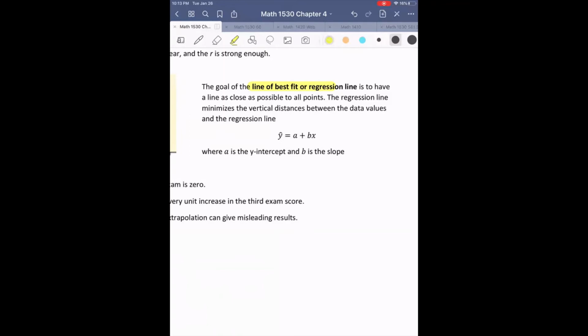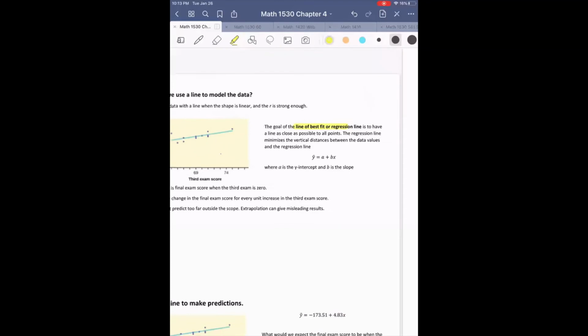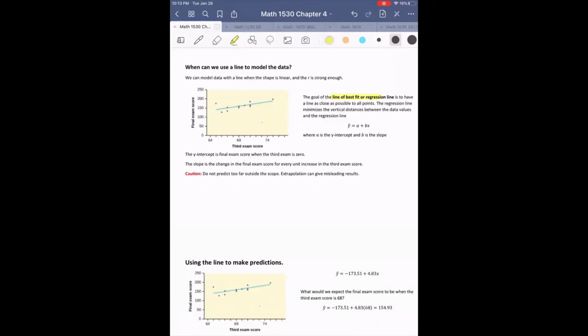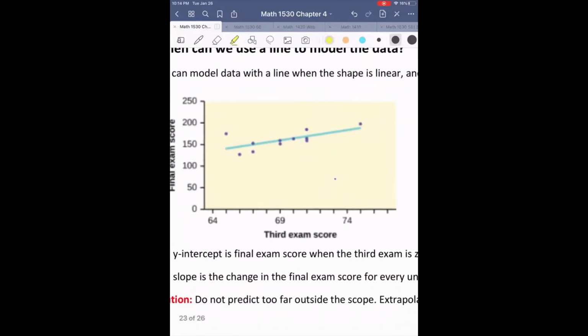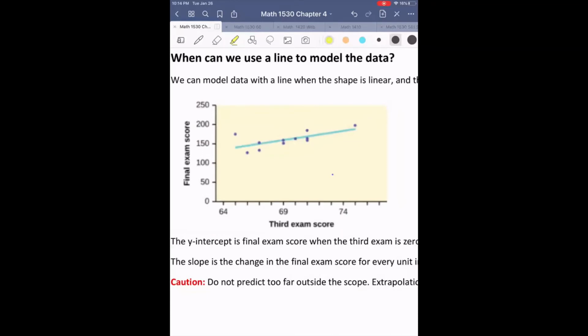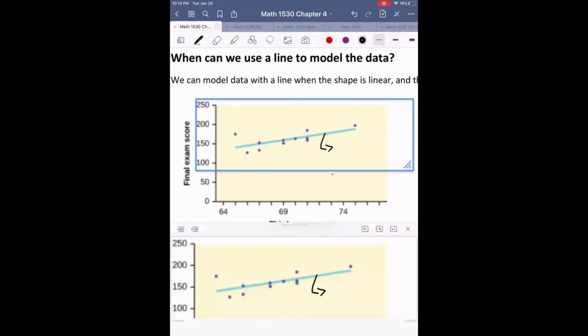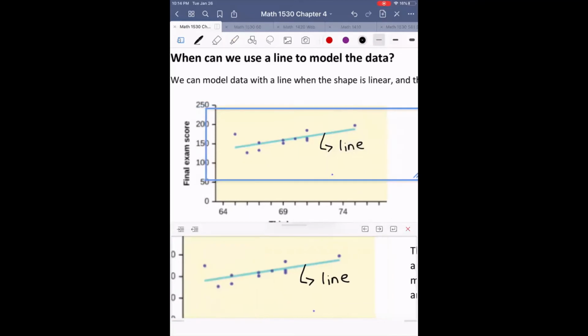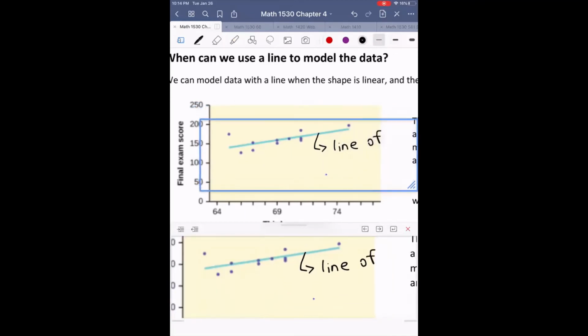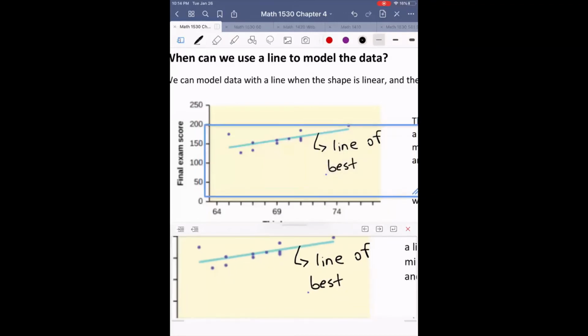Now this is your regression line here. Your A is your y-intercept and your B is going to be your slope. To find this regression line, you're going to be using technology to get it, either a calculator or Excel. If we determine the line of best fit for this scatter plot, it's going to be this blue line here. So this would be our line of best fit, and again, we find that using technology. And this line of best fit is going to help us make predictions.